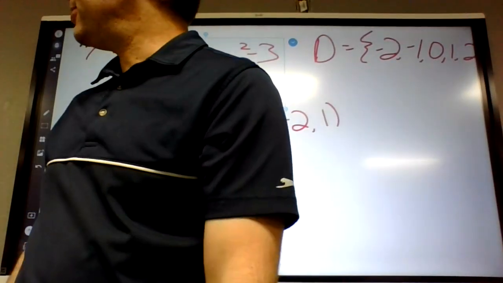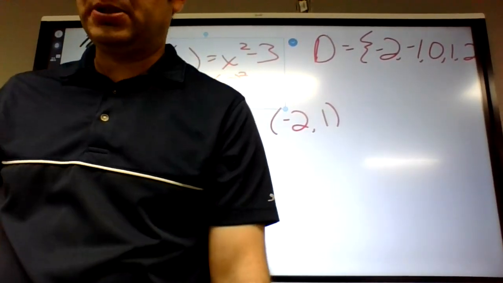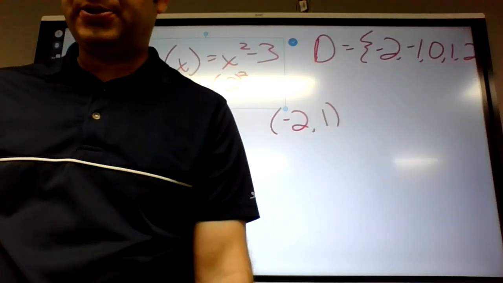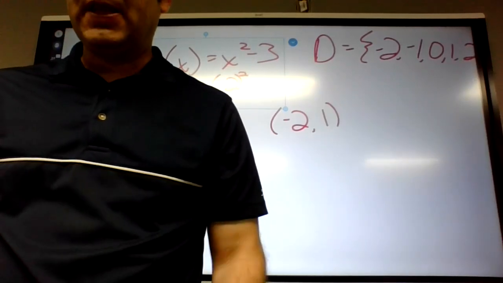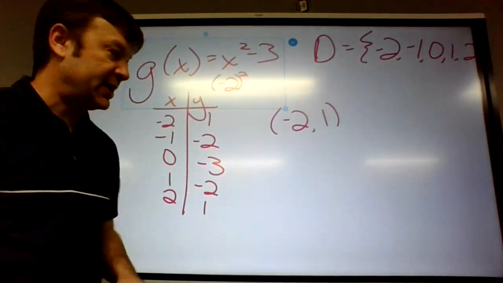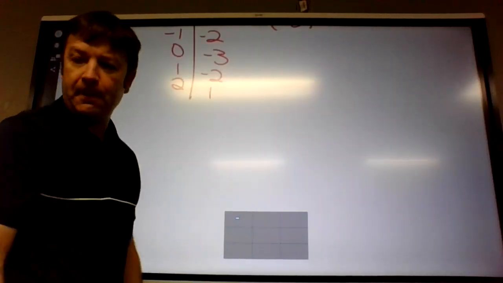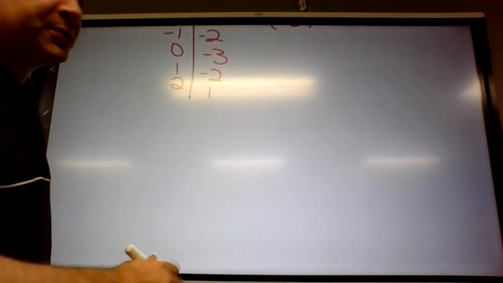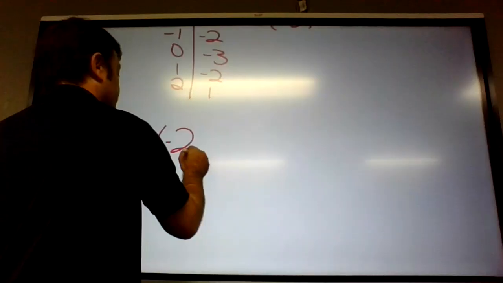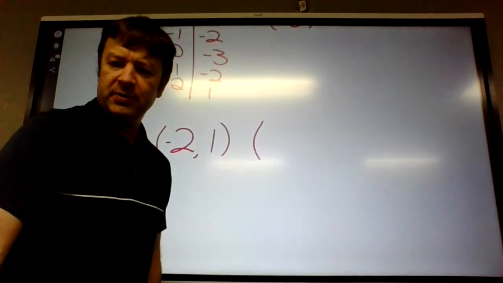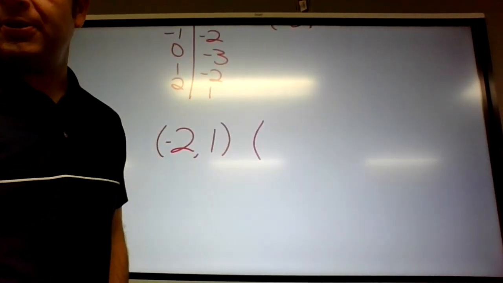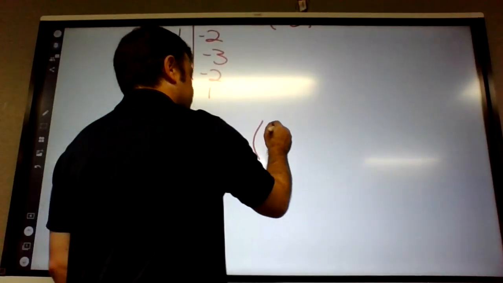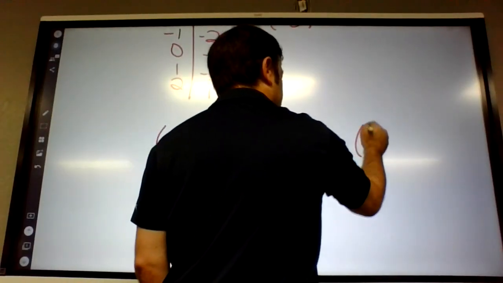Alright, now we are on 28, 29. 29, so do you guys remember this? Write a rule for the function. There's negative 2, 1. We did this last week. 0, 0, 4, negative 2. Just to name a few.